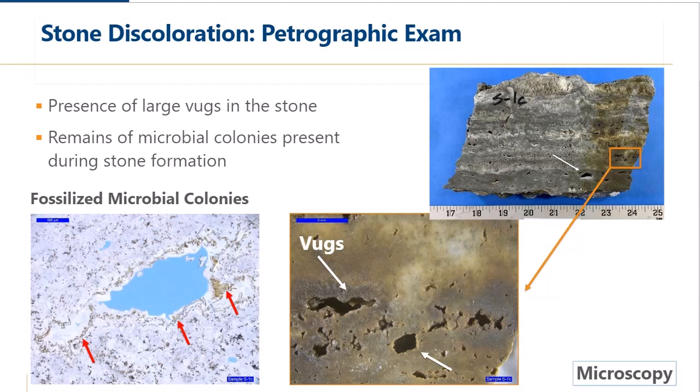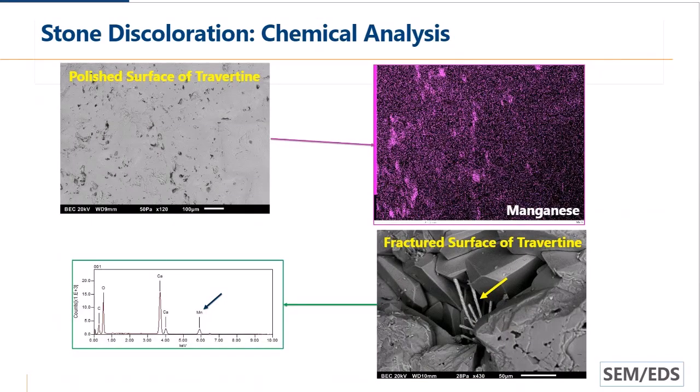The thin section image to the left shows brown-colored remains of fossilized microbial colonies lining a vug pointed to with red arrows. After observing that there was the widespread presence of fossilized microbial colonies lining vugs in the samples, it made sense to analyze vugs using SEM-EDS to determine their elemental composition.